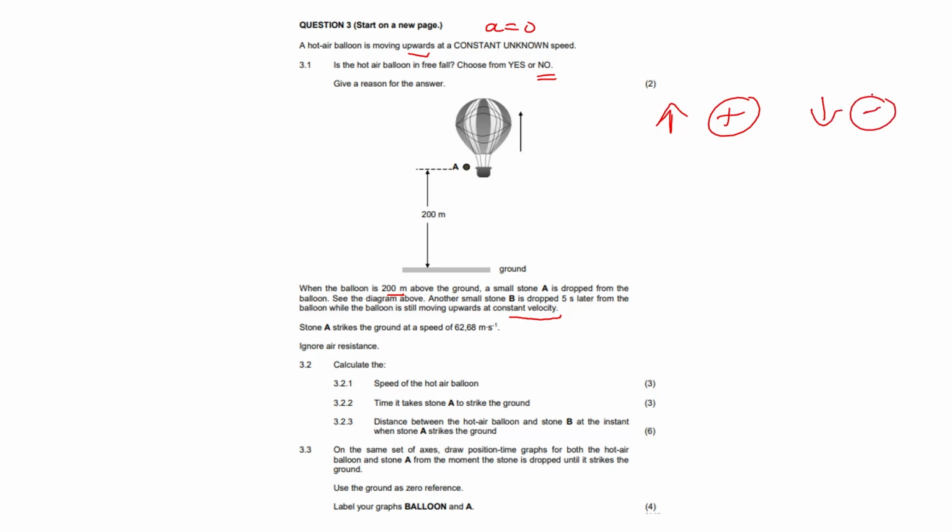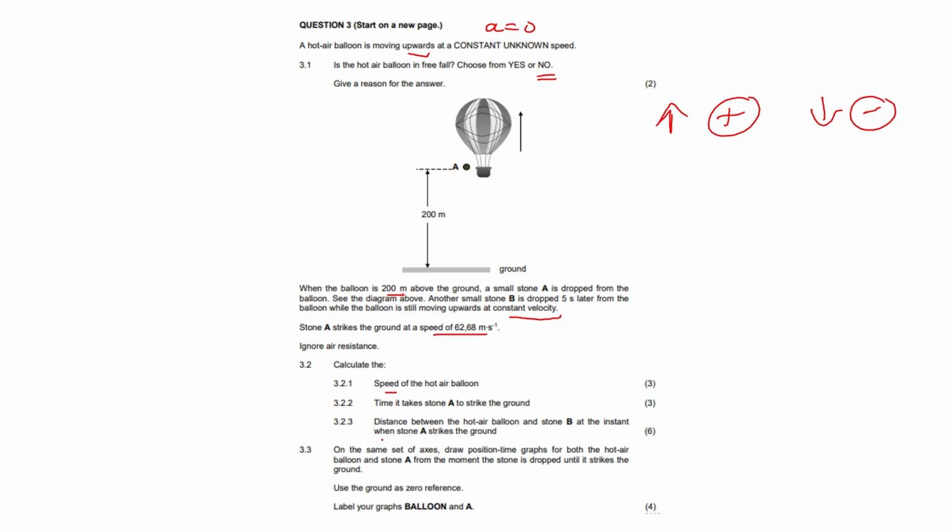Please write that down as soon as you start the question, so your examiner can know what you're taking as positive and what you're taking as negative, because that will influence a lot of your calculations. And then they tell us that stone A strikes the ground at a speed of 62,68 meters per second. 3.2. Calculate, number 1, the speed of the hot air balloon.